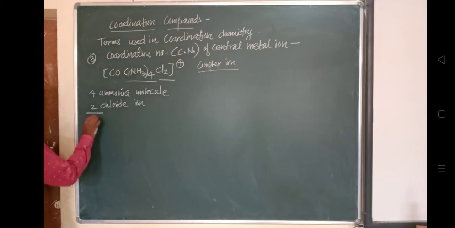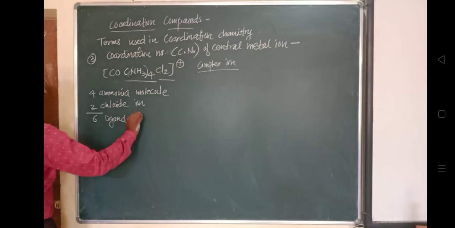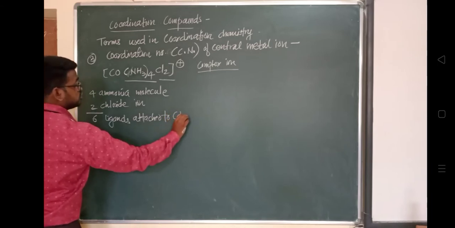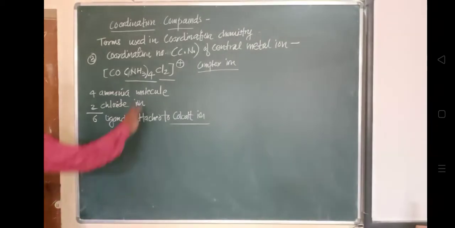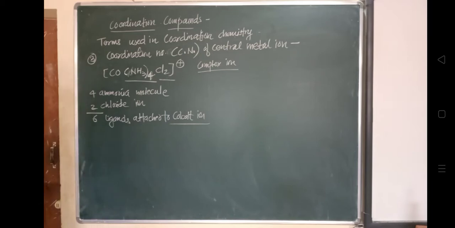So see what is happening here: this nitrogen will donate its electron pair, and here this chlorine atom, Cl, will donate its electron pair to the central metal ion, that is cobalt. That's why these are monodentate ligands. Each has only one donor atom.